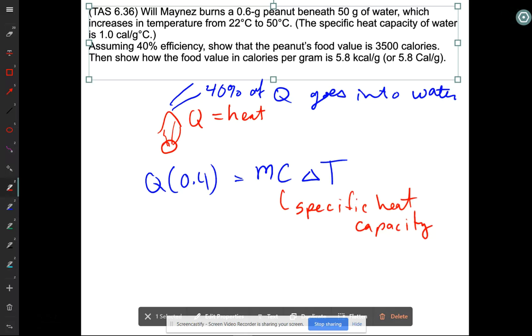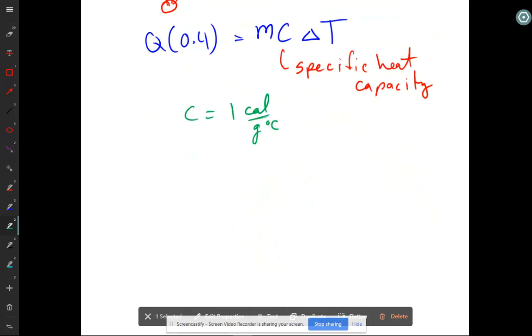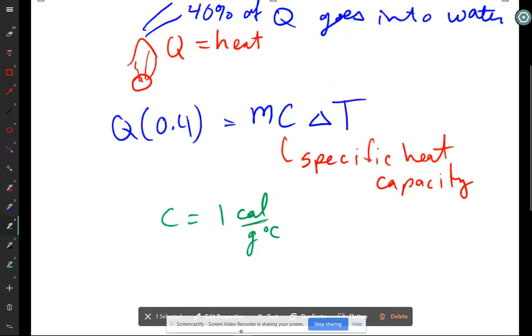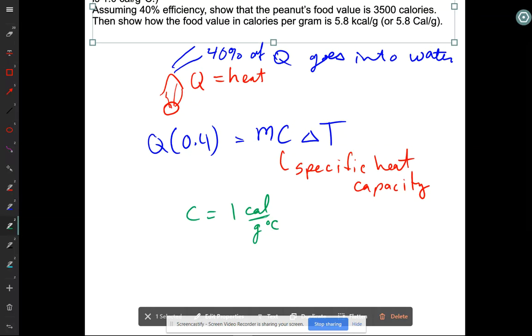And so with water, we're given in the problem that the specific heat capacity of water is 1 calorie per gram degree Celsius. So for water, we have C is equal to 1 calorie per gram degree Celsius. So now I can put my values into this. I am writing really big, it turns out. Well, c'est la vie. It's just big writing.